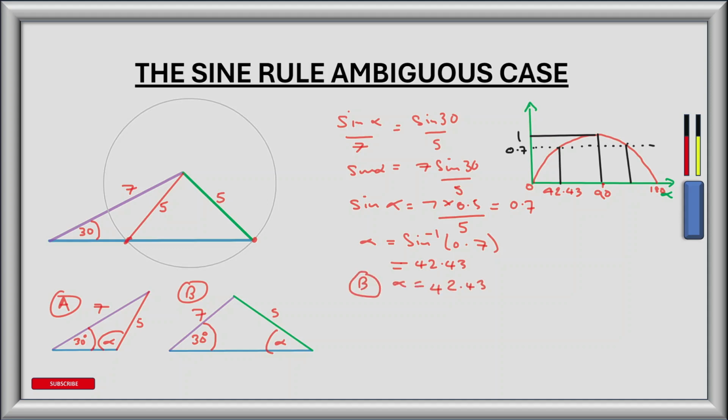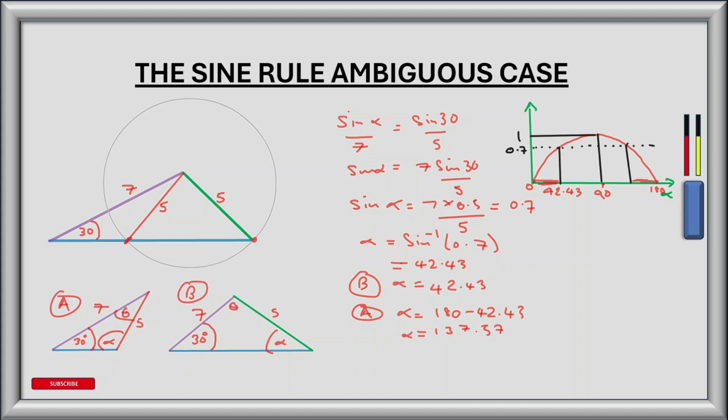Now, if we look at our graph again, and we look at this distance here, it's equal to this distance here. So for triangle A, alpha is equal to 180 degrees minus 42.43, and that equals 137.57 degrees. So now if we go back to our triangles and label the angles theta, so theta is here and theta is here.